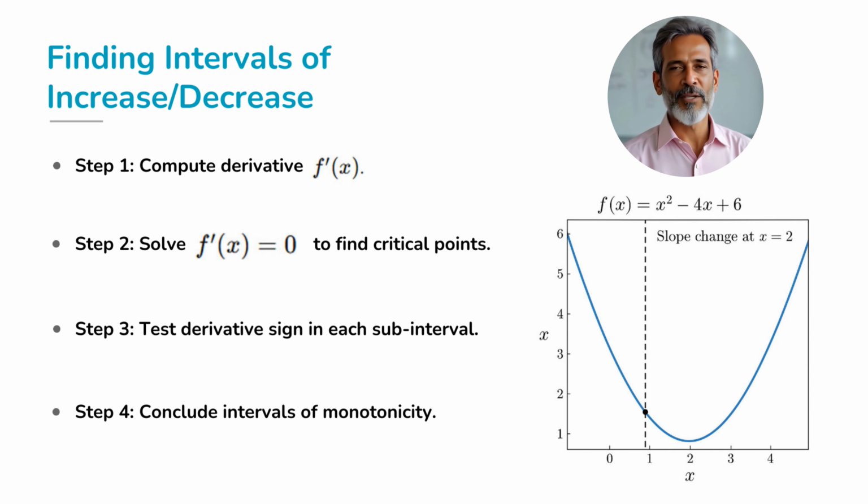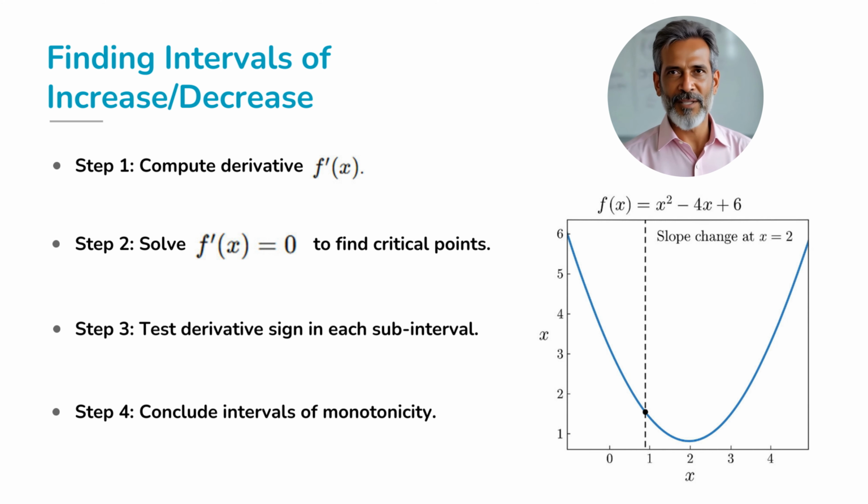Now, here's the fun part. How do we find the intervals where the function is increasing or decreasing? It's a 4-step process that's easier than it sounds. Find the derivative of the function. Solve for critical points, where f prime of x equals 0. These points can tell us where the function switches direction. Test the sign of f prime of x in the intervals created by the critical points. Conclude whether the function is increasing or decreasing based on whether the derivative is positive or negative in those intervals.